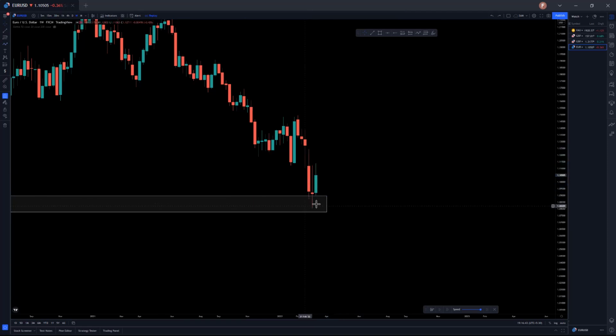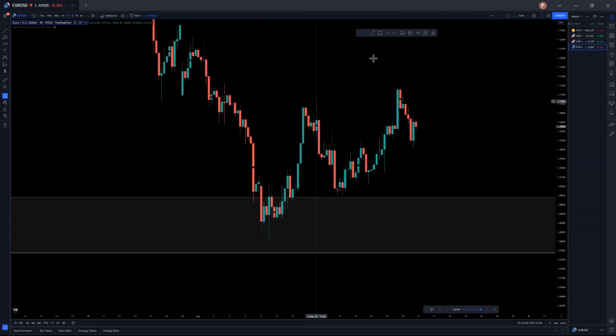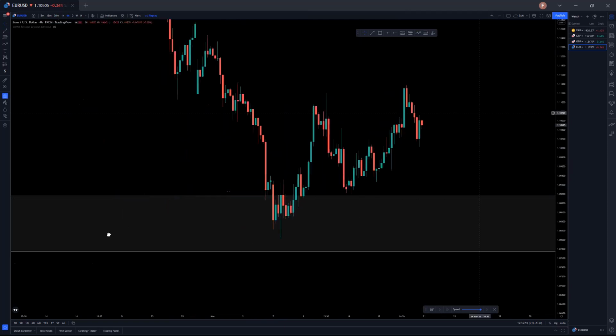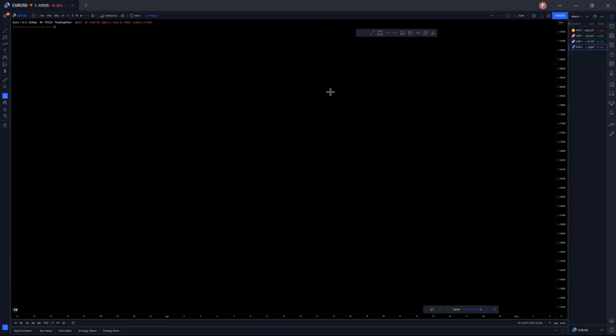So at this point of time, you would be like, all right, next week we can take a little bit of longs. If you took a little bit of longs right here, you had this information by looking at the weekly. And one thing more, how you can use the higher time frames.